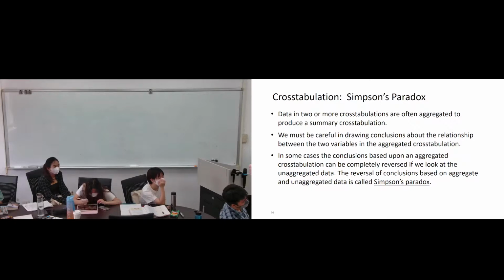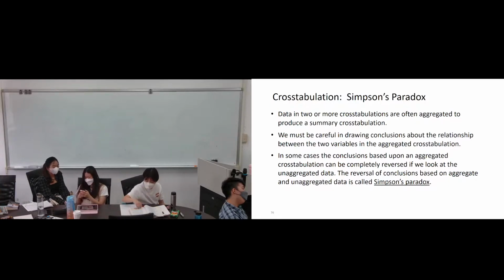But sometimes when we construct a cross tabulation table, we might encounter Simpson's paradox. What's that? In some cases, the conclusion based upon the aggregated cross tabulation can be completely reversed if we look at the unaggregated data. And the reversal of conclusion based upon aggregate and unaggregated data is called Simpson's paradox.